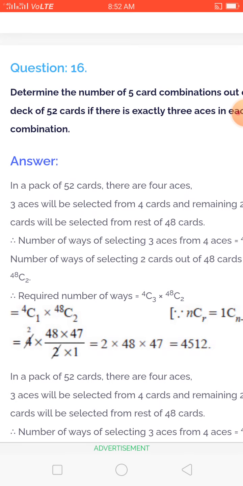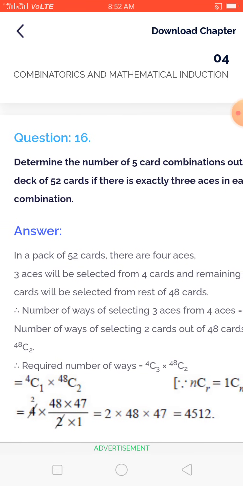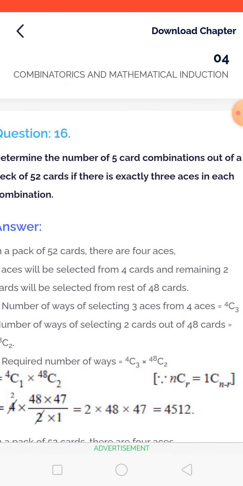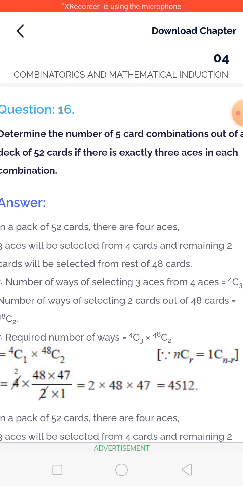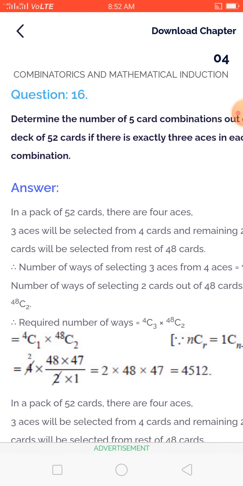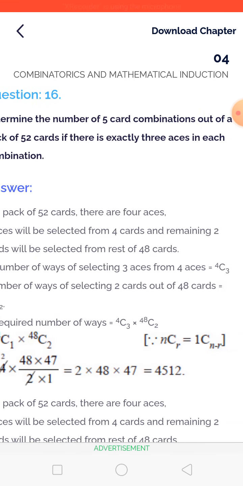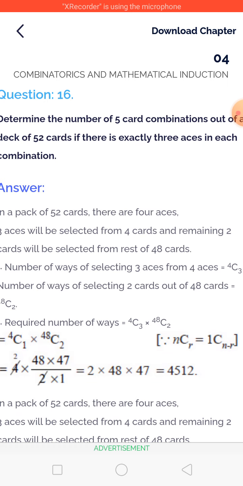So in a pack of 52 cards, determine the number of 5 card combinations out of a deck of 52 cards, if there are exactly 3 aces in each combination. So one deck has 52 cards. How many aces are there? 4 aces: ace of diamond, ace of heart, ace of spade, ace of club.